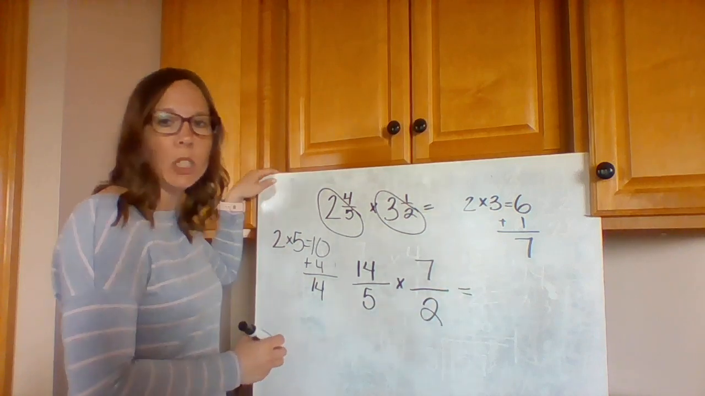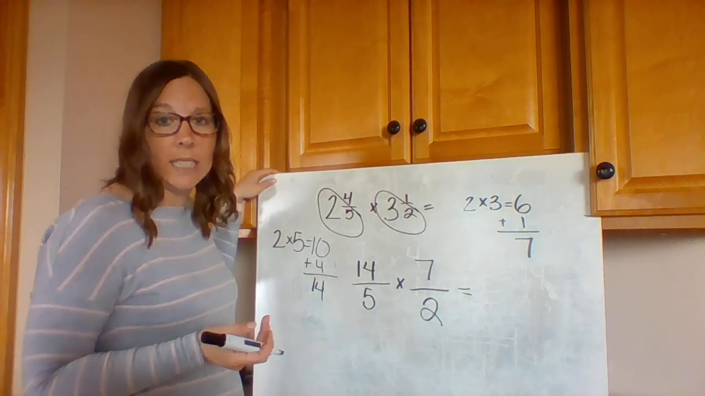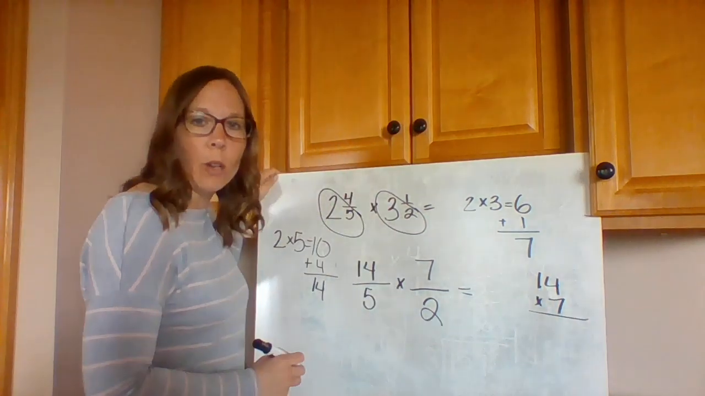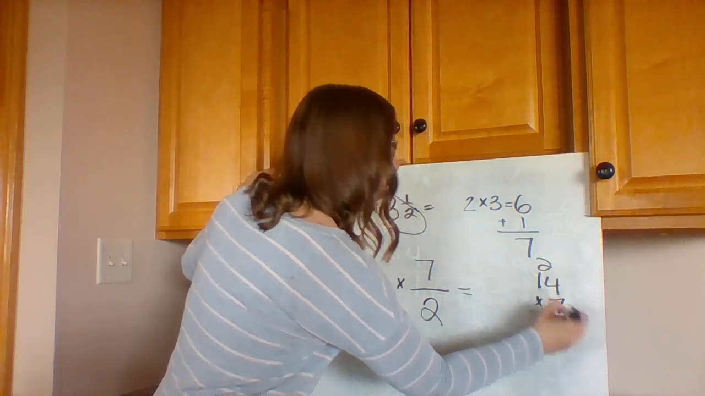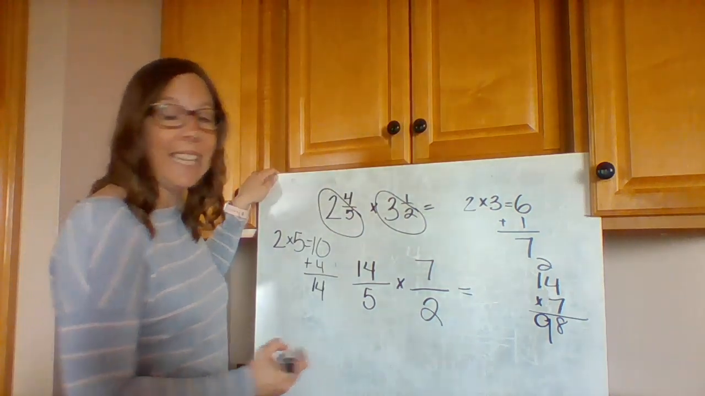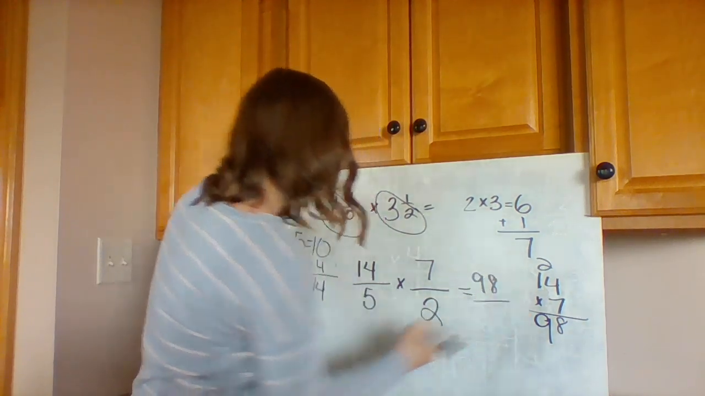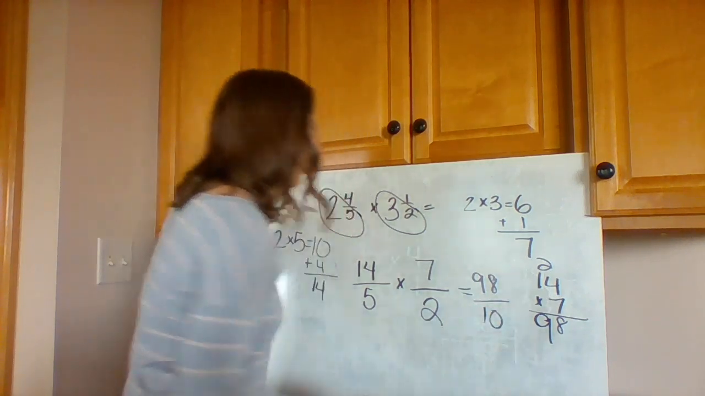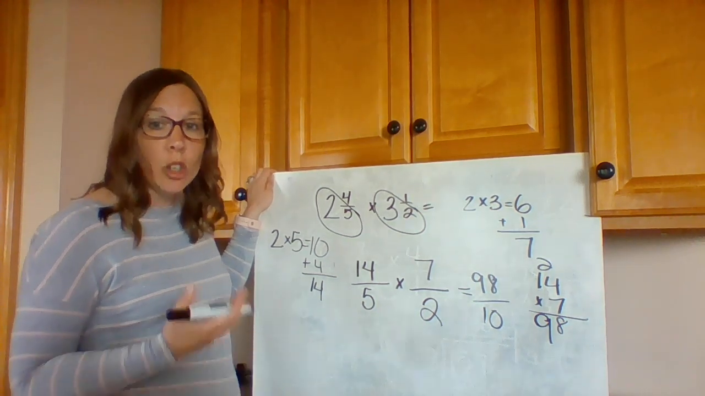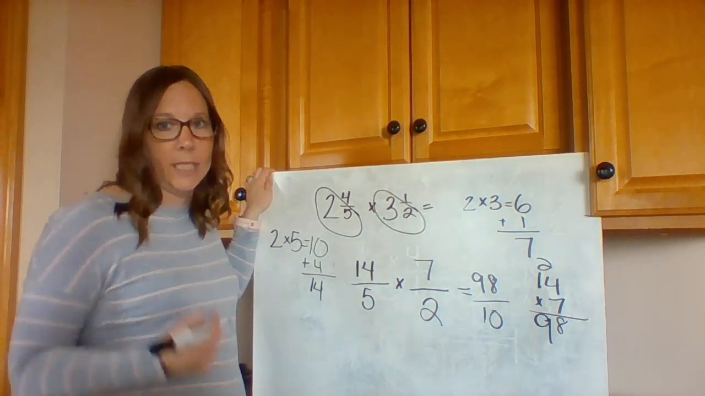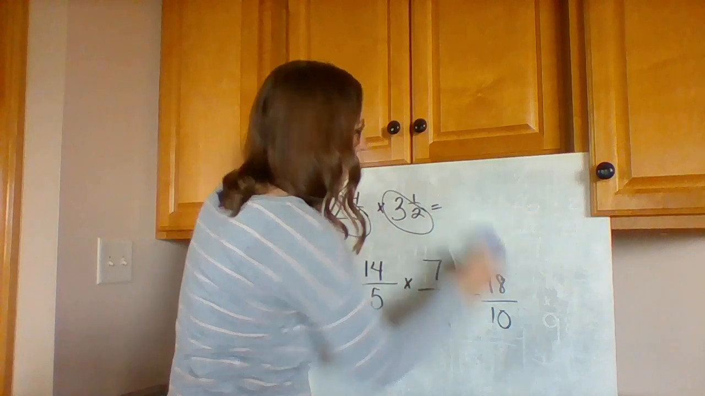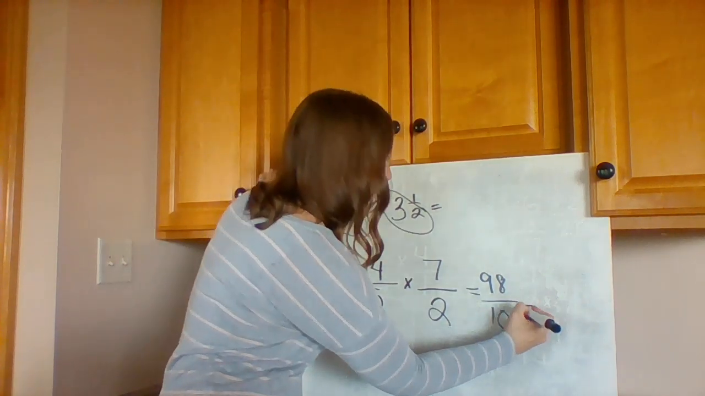Now, all I have to do is multiply straight across. I don't know what 14 times 7 is, so we have to figure it out. Well, 4 times 7 is 28. 1 times 7 is 7, plus 2 is 9. So I have 98 over 10. Okay? 98 over 10. Now, I have to ask myself, how many times can 10 go into 98? Well, I know that 10 times 9 is 90. I'm going to erase this just for more room. I know that that can go in there 9 times.